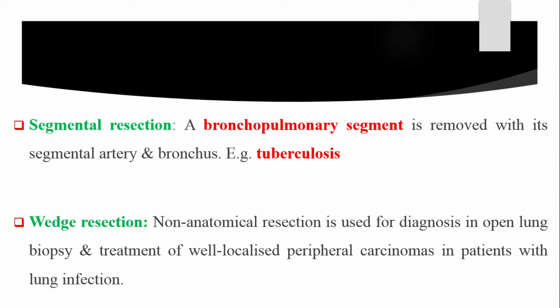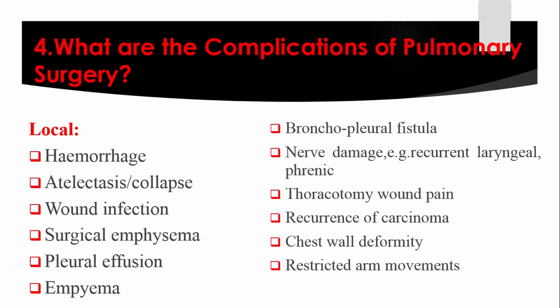Wedge resection is a non-anatomical resection used for diagnosis in open lung biopsy and treatment of well-localized peripheral carcinomas in patients with lung infection. Now let us see what are the complications of the pulmonary surgery.